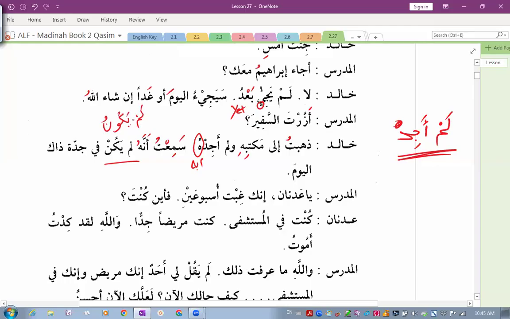Lam came before it. This noon got a sukoon. We have an iltiqa sakinain. This waw with the sukoon got dropped: yakun. That's the most important thing in this sentence for us to see, what happened and why the waw got dropped. Yakunu became yakun because of lam and all of the changes that are taking place. So sami'tu annahu, I heard annahu lam yakun fi jaddata zakal yawma, that I heard he was not in Jeddah that day.